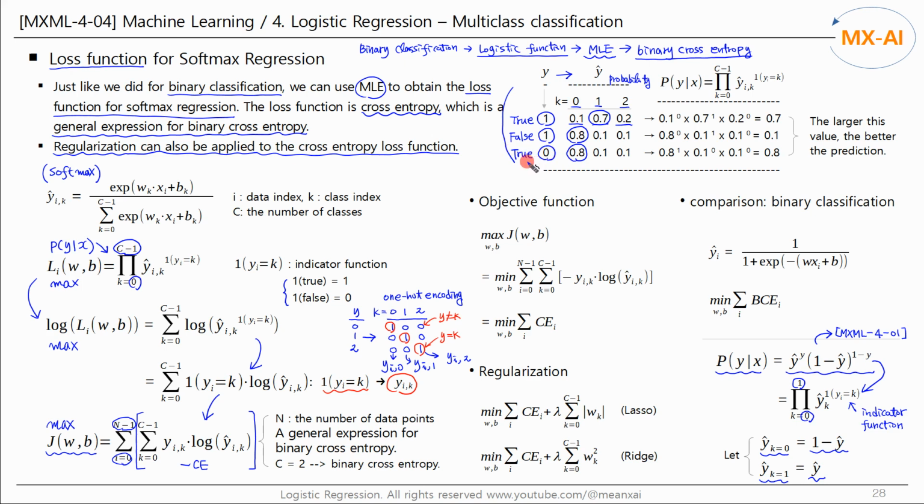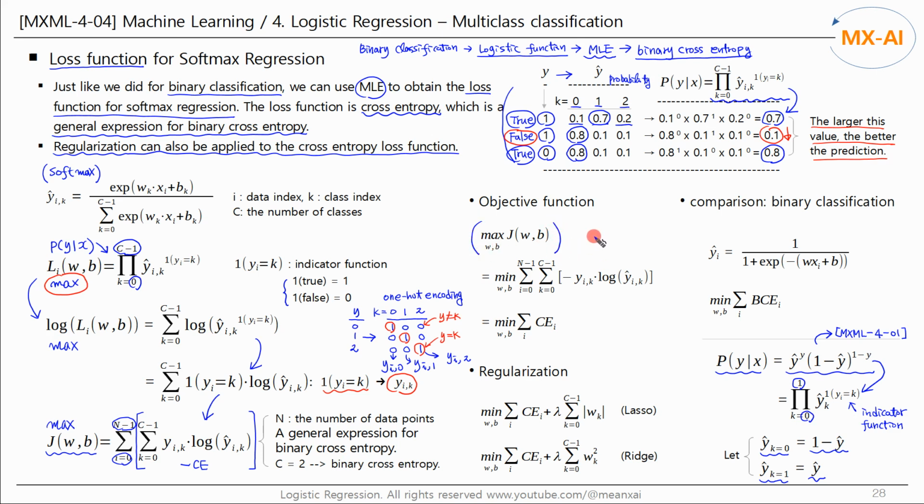Now let's calculate this probability. The calculation results are like this. You can see that the probability values for correctly predicted data points are large. The probability values for incorrectly predicted data points are small like this. The larger this probability value, the better the prediction. Maximizing this value will improve the performance of this model. Therefore, we can create the objective function as follows.